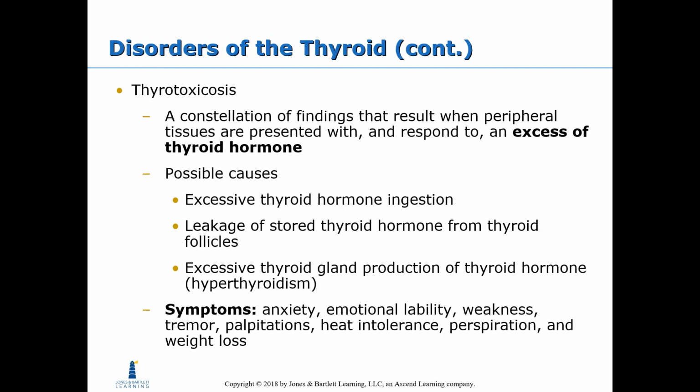Thyrotoxicosis. A constellation of findings that result when peripheral tissues are presented with and respond to an excess of thyroid hormone. Possible causes include excessive thyroid hormone ingestion, leakage of stored thyroid hormone from the thyroid follicles, or excessive thyroid gland production of thyroid hormone, or hyperthyroidism. Symptoms include anxiety, emotional lability, weakness, tremor, palpitations, heat intolerance, perspiration, and weight loss.